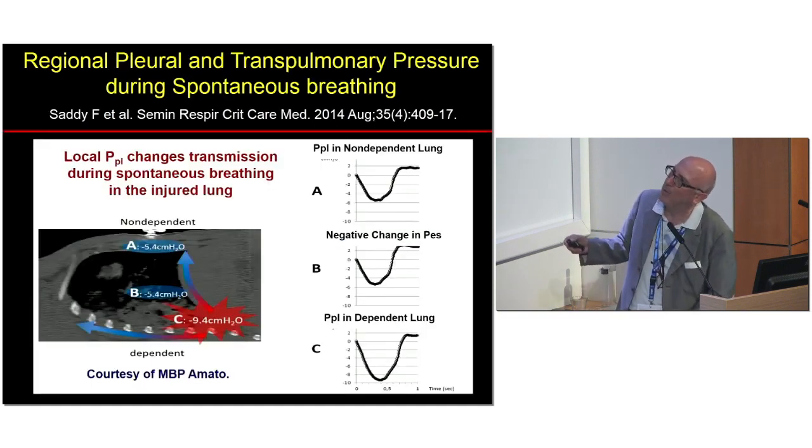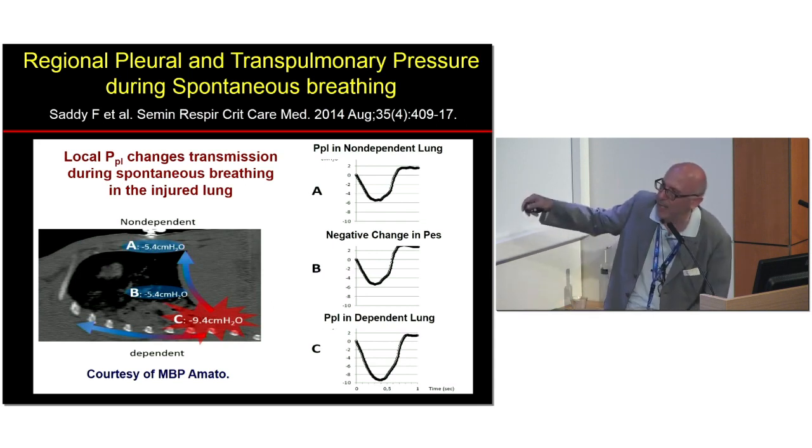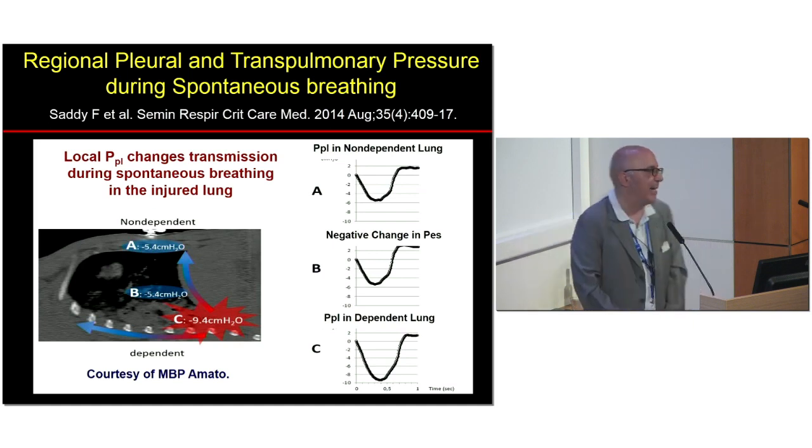And again, this is from Amato. You see here is the pleural pressure in the non-dependent region. This is in the dependent region, and this is the esophageal pressure. Look at that. In the dependent region, minus 10 of swing. Esophageal pressure, minus 3, minus 4. And in the upper region, minus 4. So even when you measure during assisted ventilation, you underestimate with esophageal pressure what's happening in the more caudal areas of the pleura.